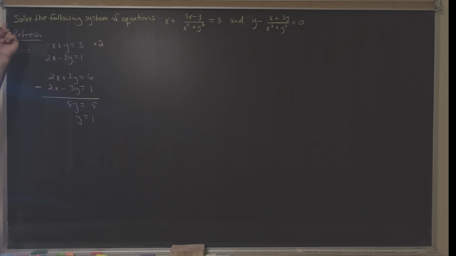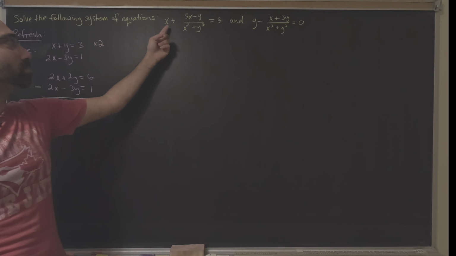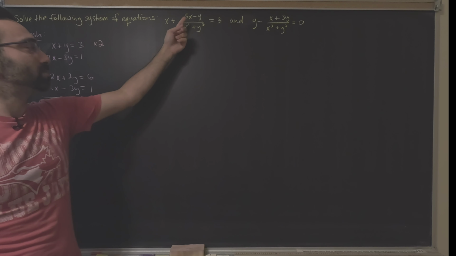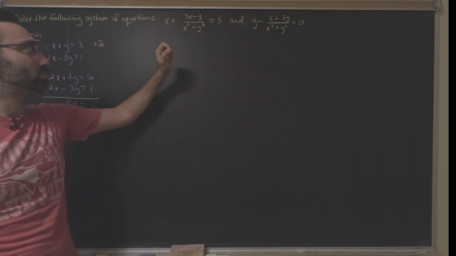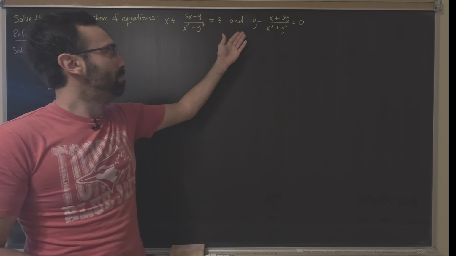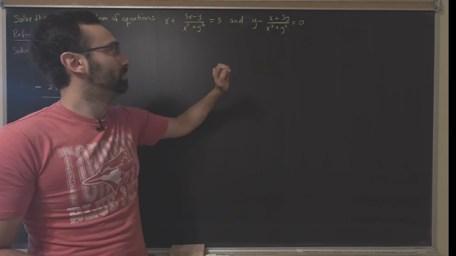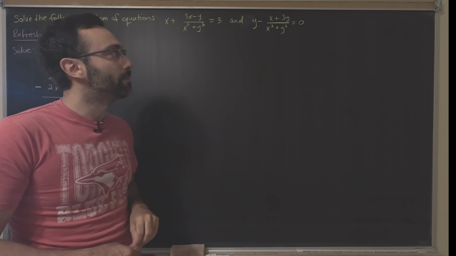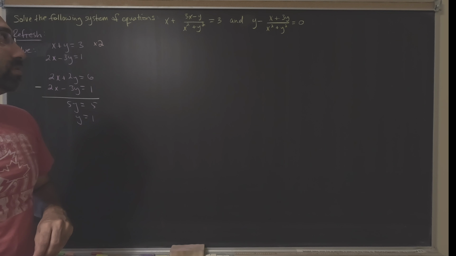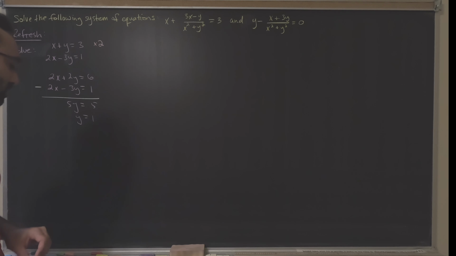What we have is to solve the following system of equations. The first one is x plus the fraction 3x minus y all divided by x squared plus y squared equals 3. And the second equation is y minus the fraction x plus 3y divided by x squared plus y squared equals 0. Now, the move we're going to make here is definitely unconventional. What we're going to do is the following.